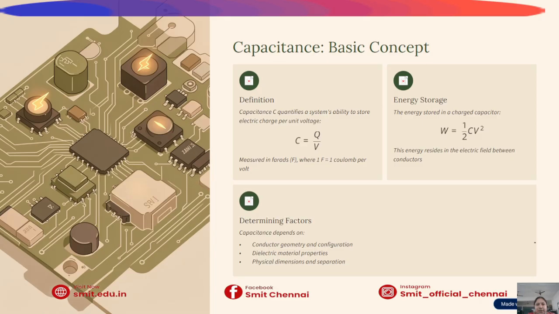The amount of capacitance increases when the area of the plates increases or when the separation between the plates decreases. Additionally, inserting a dielectric material between the plates increases the capacitance further by reducing the effective electric field strength and enhancing charge storage capacity.